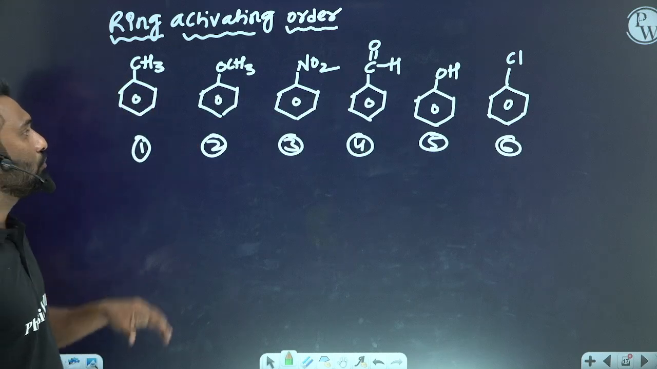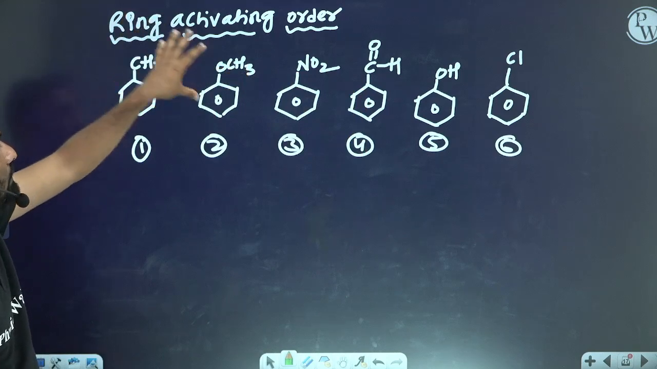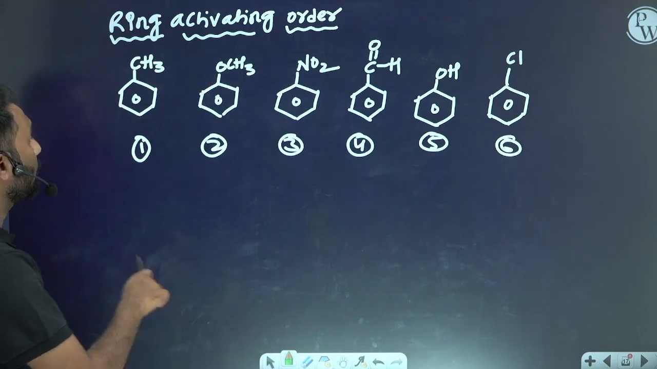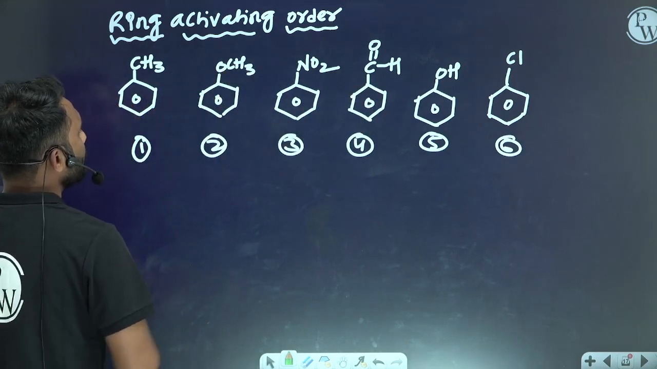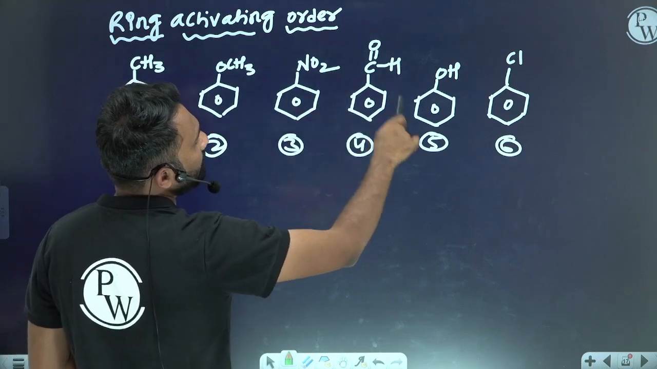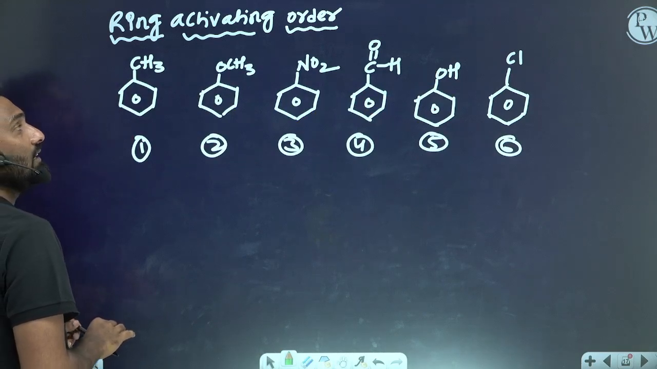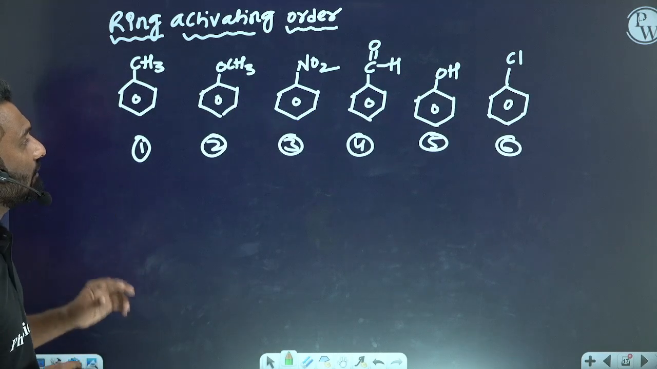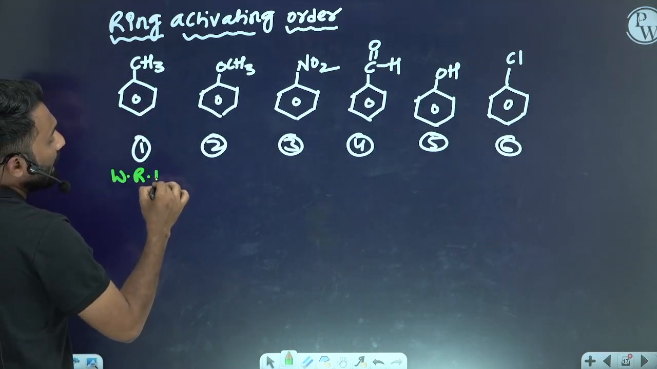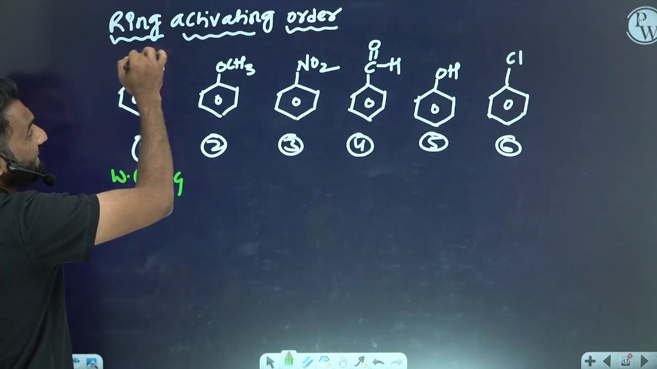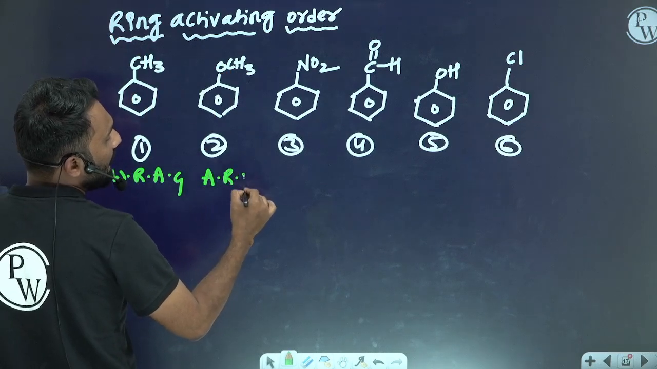Next, the ring activating groups order. If they give these compounds: toluene, anisole, nitrobenzene, benzaldehyde, phenol, chlorobenzene. Clear? Which one will activate the ring very fast? This CH3 is a weak ring activating group. Now this OCH3 is an average ring activating group.